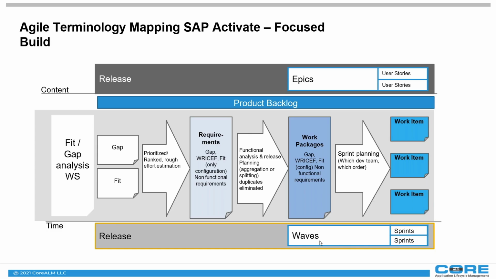And then again, your work packages are assigned to the waves, and all of your work items are assigned to different sprints. This maps very well to Jira, for example, where you have your epics, which are mapped to work packages, and then you have your user stories, which are mapped to your work items.